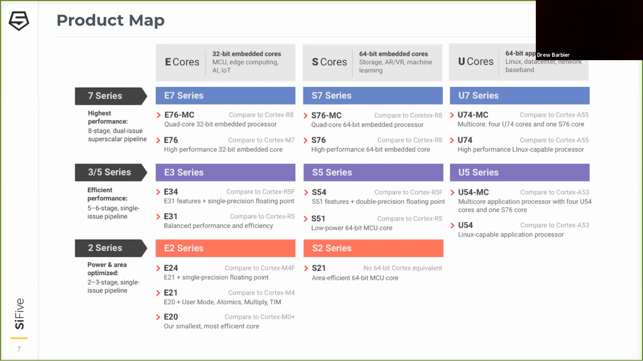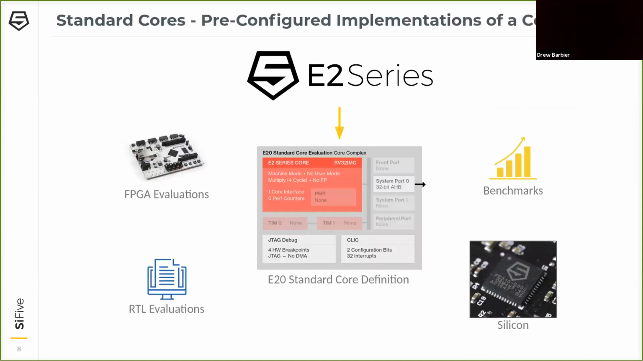And then finally, the topic of today's talk, we also have the 2 series. The 2 series is going to be a power and area optimized implementation, so an efficient 2 to 3 stage single issue pipeline. And inside the 2 series, we have both E2 and S2 products. So again, the E2 being the 32-bit architecture and the S2 being 64-bit architecture. So we'll focus on these cores today. And underneath the series themselves, you'll notice additional cores like the E24 and the E20 and so on. These are what we call standard cores.